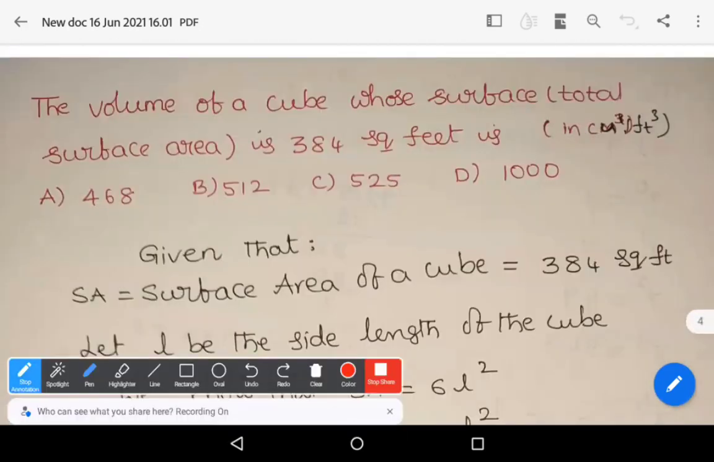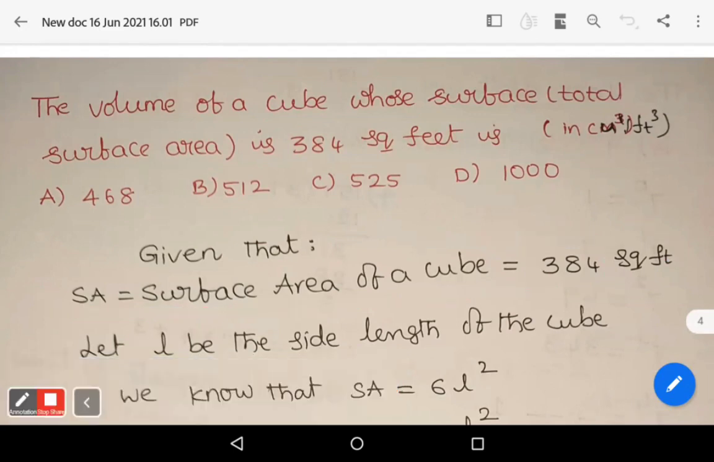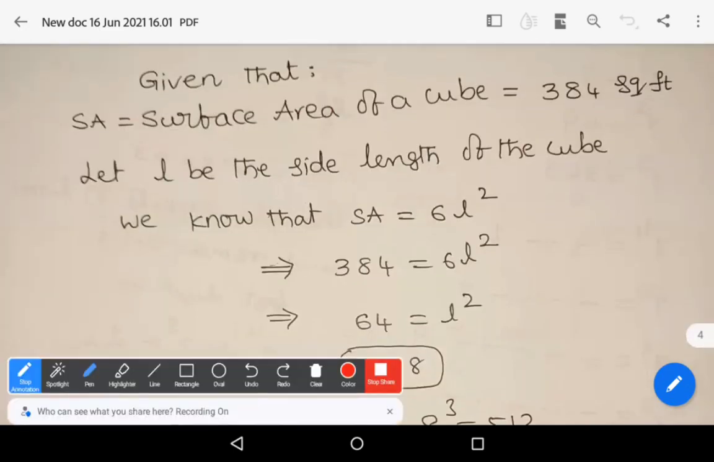The next question: the volume of a cube whose total surface area is 384 square feet. They have given that the surface area of the cube is 384. What is the formula for surface area? 6L square, where L is the length of the side of the cube.